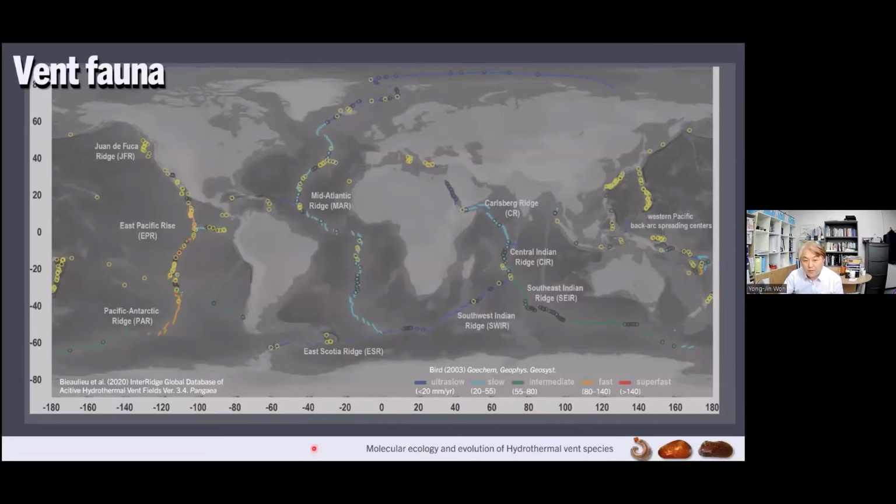The yellow circles represent confirmed vent activities, and the black circles represent suspected ones, probably with some chemical signature of vent activity below the water surface. So far, almost over 700 different vent sites have been discovered by this definition.